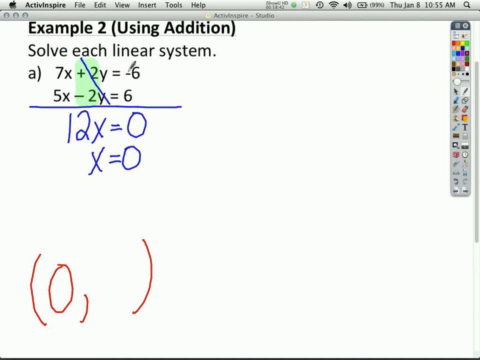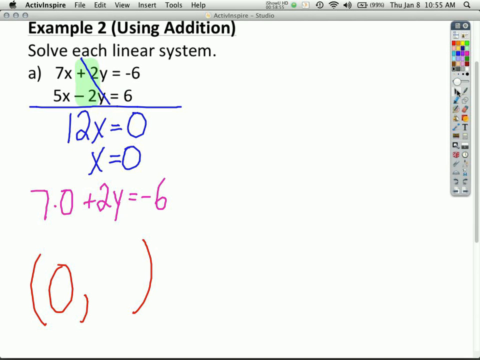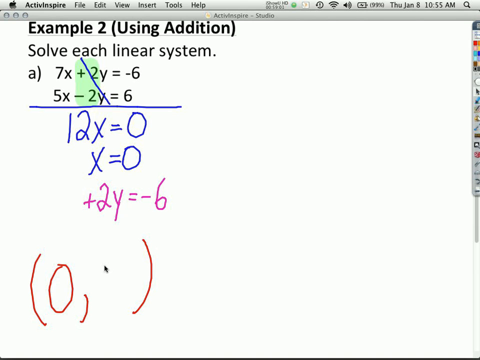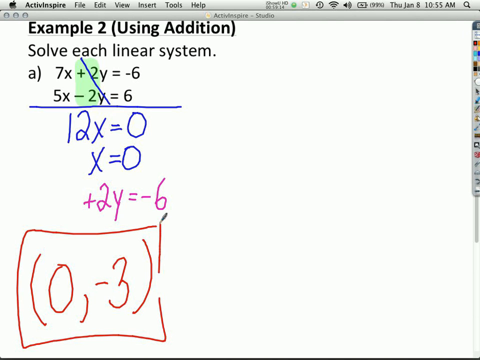Take the 0, plug it in anywhere you like. Looks like the first one might be nice. Plug in the 0 right there. We get 7 times 0 plus 2y equals negative 6. And since anything times 0 is 0, this basically disappears. And so we've got 2y equals negative 6, and that's mental math. So what do we get as the y value? Daisy? Very good. Negative 3. And so our ordered pair is 0, negative 3. Anyone have any comments, questions?